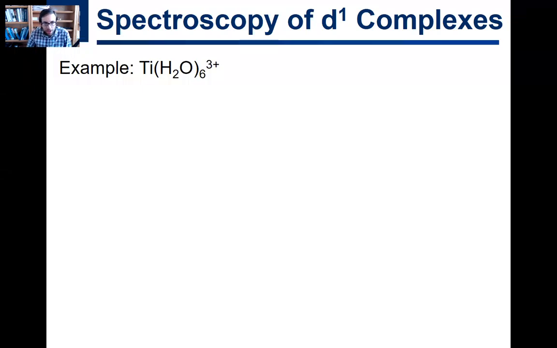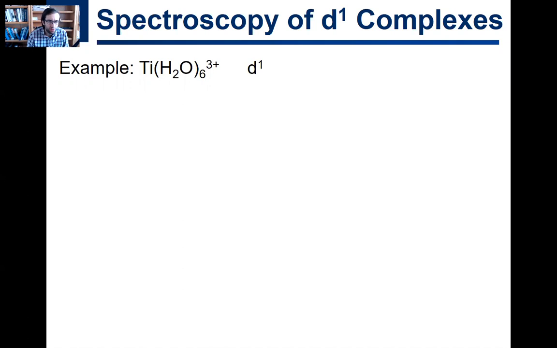All right, so now that we've gone over the selection rules for UV visible spectroscopy, let's analyze our first transition metal complex. So here's an example, the titanium 3 hexa aqua complex. And so this is a D1 complex. Titanium is in group 4. Titanium is in the third oxidation state here because water is a neutral ligand.